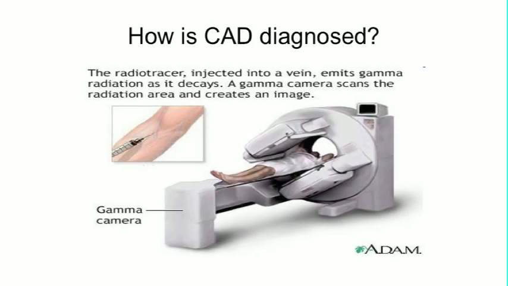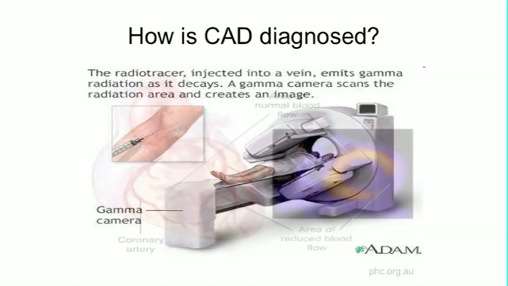This is the nuclear part. So with the treadmill, we can do another imaging. Instead of doing the echo, which is an ultrasound, we can do a nuclear scan. What it is: you get an IV and you get a radio tracer injected into your body, and then you get your pictures taken of your heart. And this is what those pictures look like, okay?